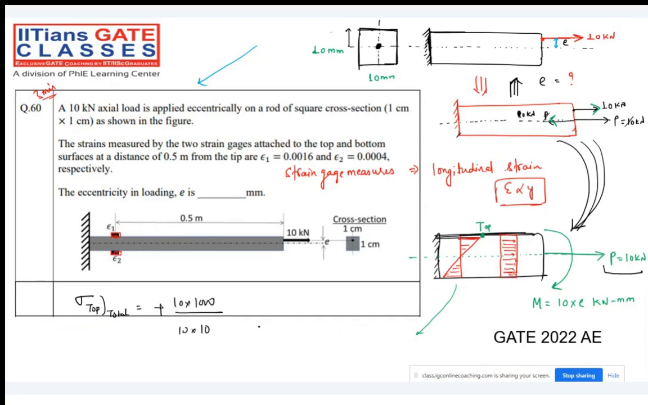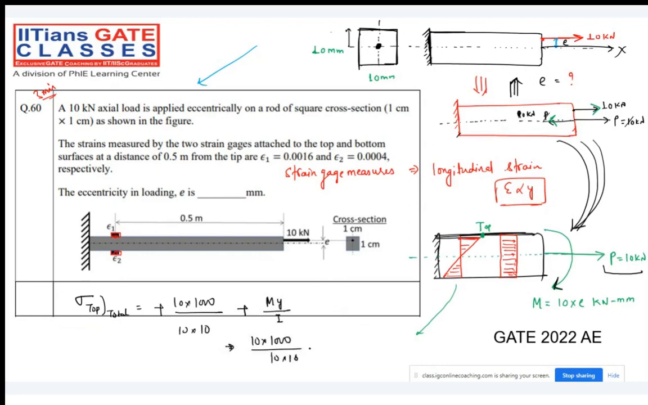Because of the bending, the top fiber will be subjected to what, tensile or compressive? Whatever the bending stress, we also call it normal stress, that is also in the x direction, and it will produce tensile stress. So I should write plus. And what is the magnitude? M by I.